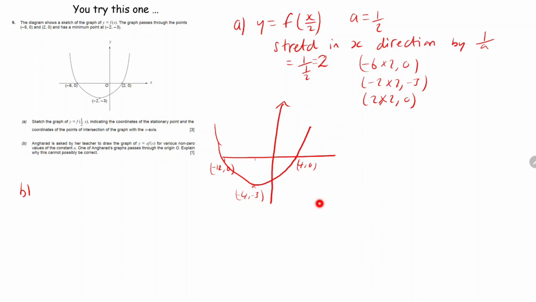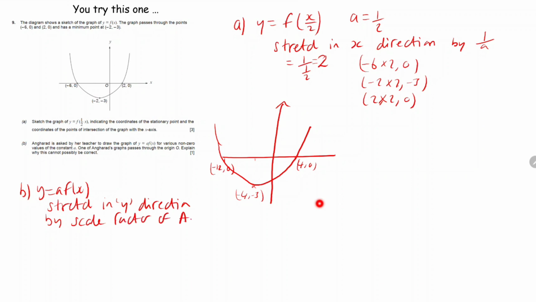Right, for part B, we have a fictitious transformation of the form y equals a f of x. Now remember, a transformation of the following would be a stretch in the y direction by a scale factor of a. So only the y coordinates are affected.